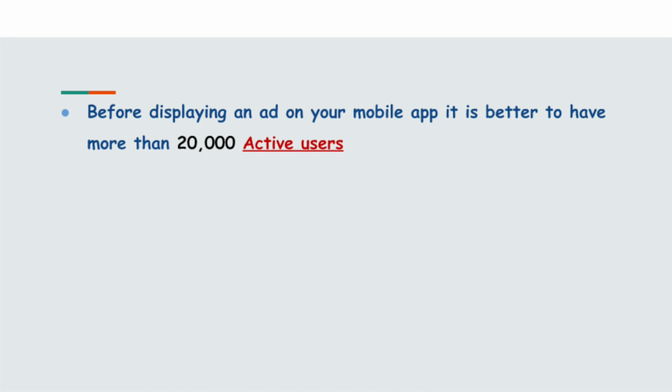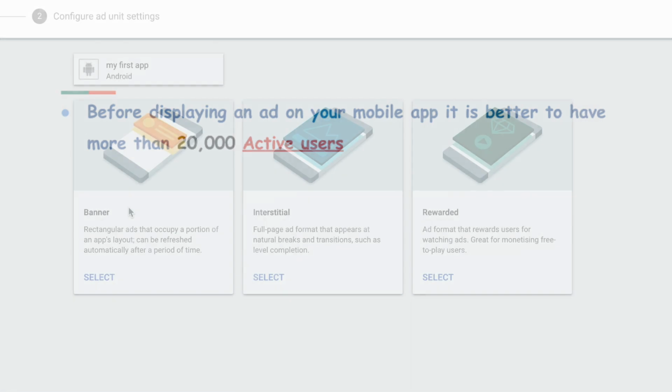If your app has very few downloads, such as only 500 downloads and only 500 active users, then the income will be very low, and you will think that this AdMob is of no use and you are not getting any kind of income from AdMob.